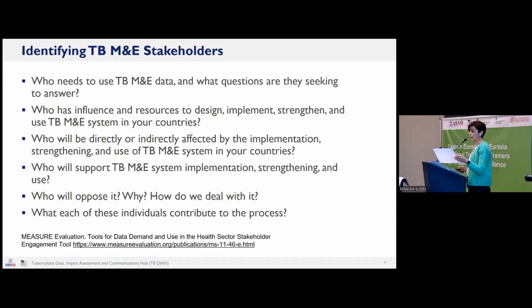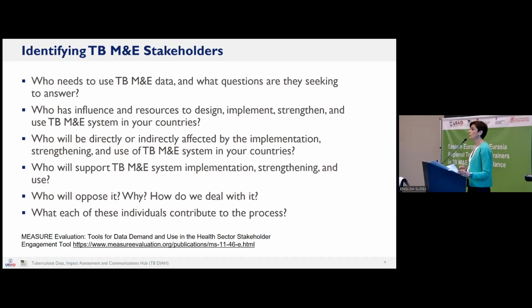Who has influence and resources to design, implement, strengthen, and use TB system in your countries? Who can be stakeholder in this category? Ukraine, please. Ministry, donors, yes, absolutely.